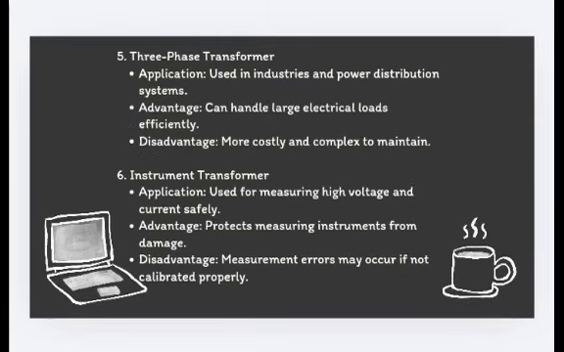A three-phase transformer is commonly used in industries because it can handle heavy electrical loads efficiently. However, it is more expensive and difficult to maintain. An instrument transformer is used to safely measure high voltage and current. It protects electrical measuring devices, although incorrect calibration may affect accuracy.